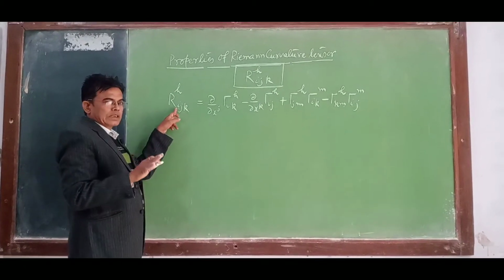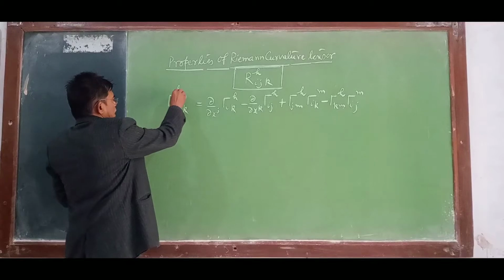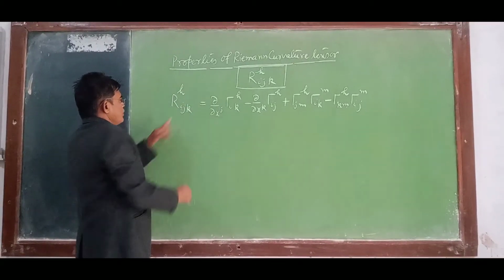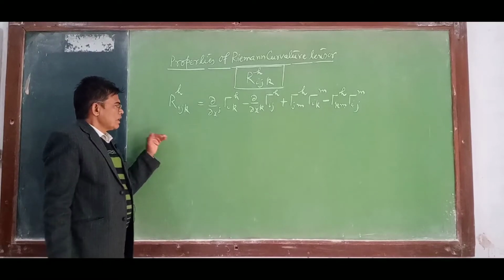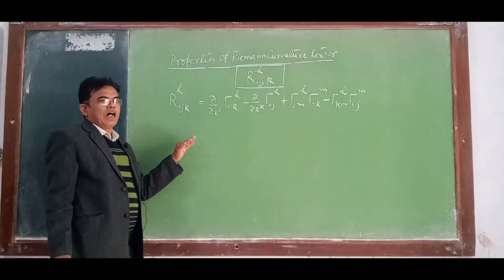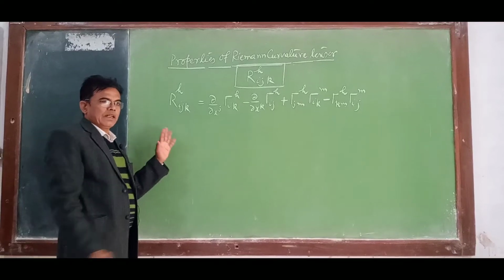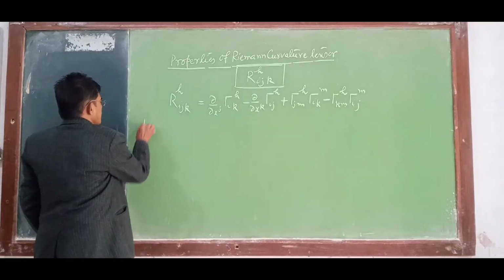Now, a very important property of this curvature tensor: if we contract h with i, then we get the zero tensor. If we contract h equal to k, then we get the Ricci tensor. The Ricci tensor is very important. The Ricci tensor is a symmetric tensor of (0,2) type. Clear? So this is a very important property.